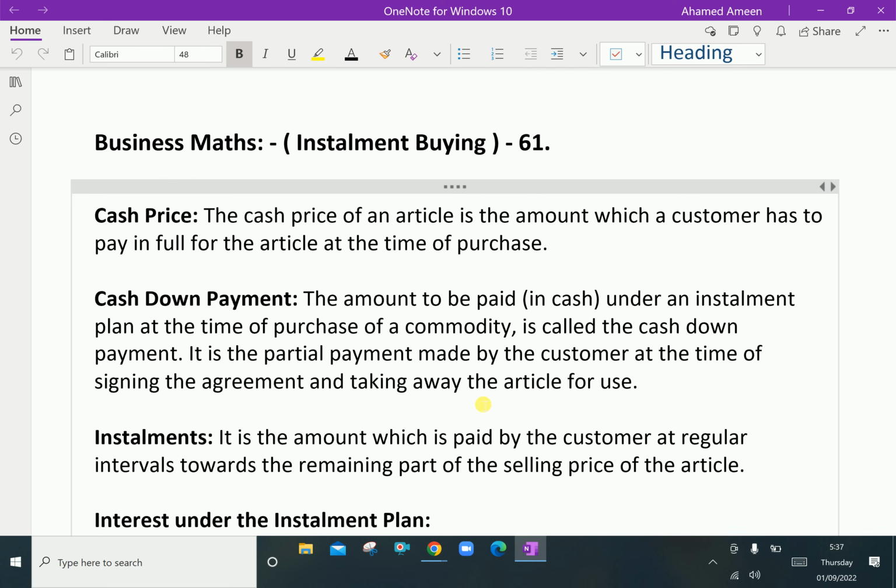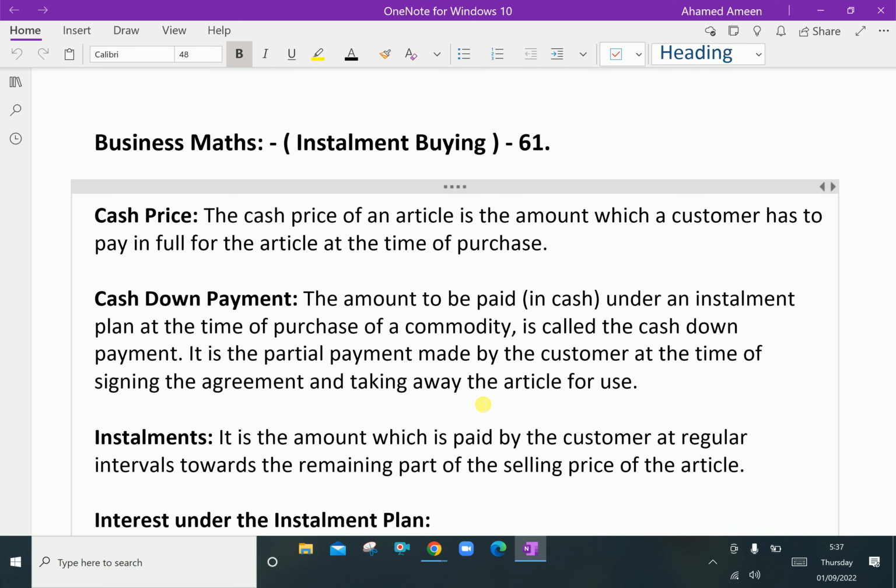due to cash constraints. Under these plans, a fixed amount is paid at the time of purchase and the rest of the amount is to be paid in installments, which may be monthly, quarterly, half-yearly or yearly, as per the agreement signed between the customer and the seller. An installment purchase scheme thus enables a person to buy costly goods on convenient terms of payment.